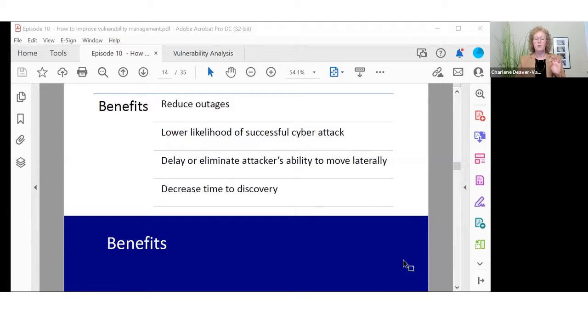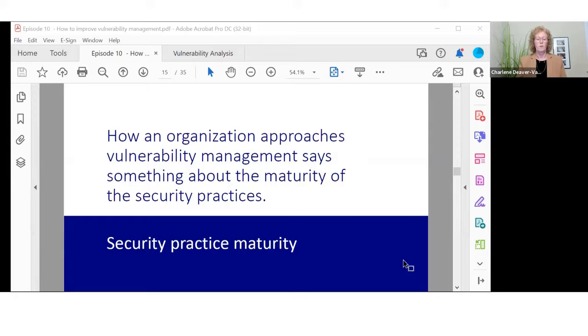Some of the benefits of doing the analysis that I'm talking about is going to reduce outages. It will lower the likelihood of a successful cyber attack. It will delay or eliminate an attacker's ability to move laterally, and it will decrease the time to discovery. How an organization approaches their vulnerability management says something about the maturity of their practices.